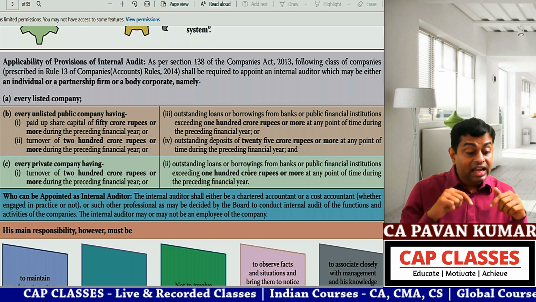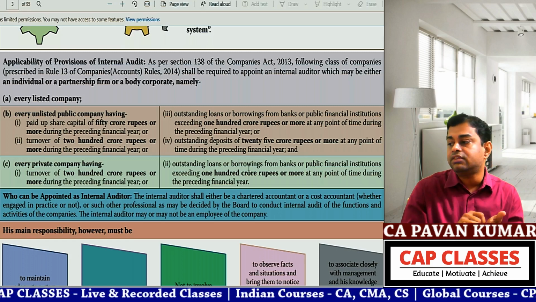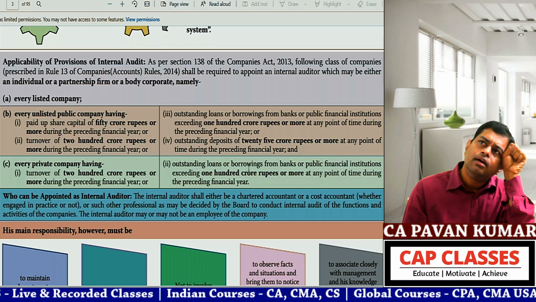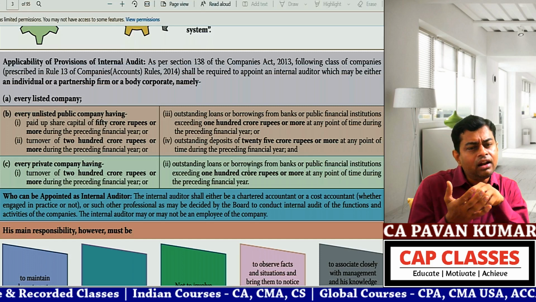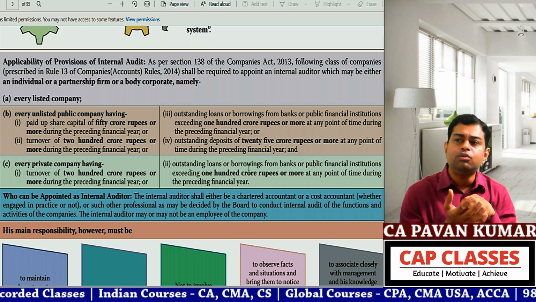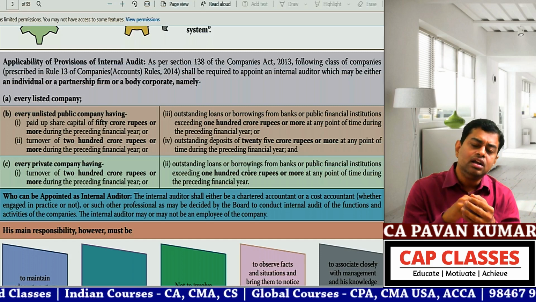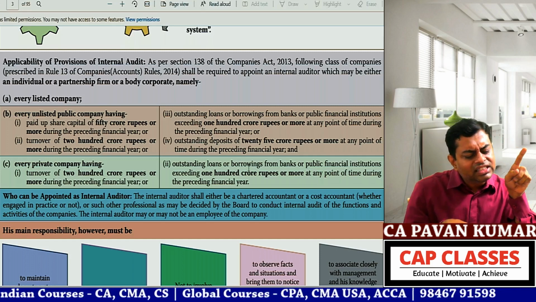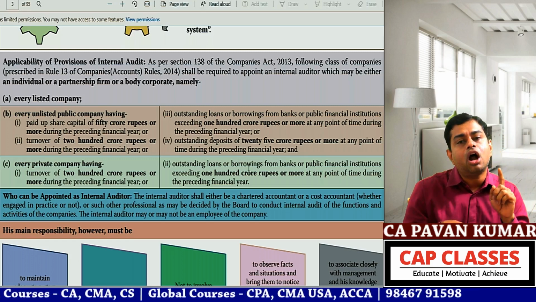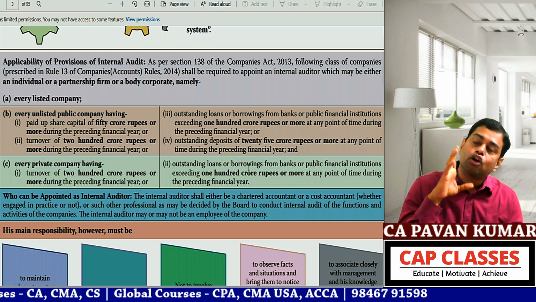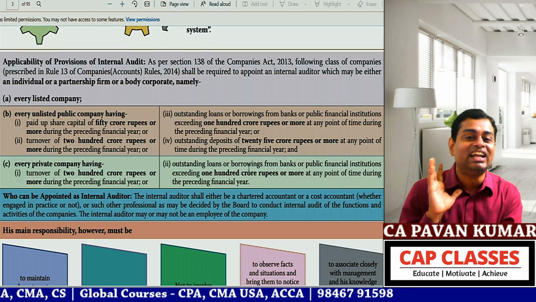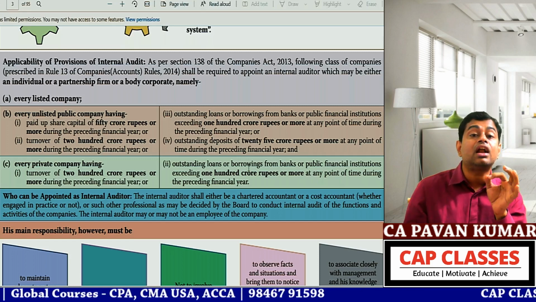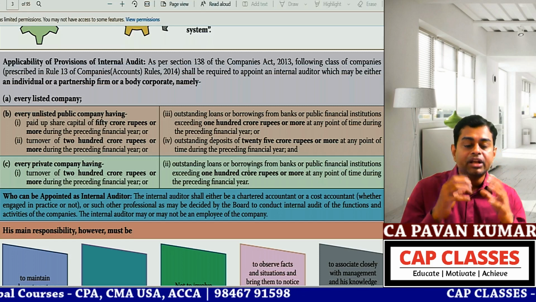Now in the examination hall, when you are writing an answer for a question, then you think, is it 200 here in case of loans and advances, or in case of turnover is it 200? Is it for section 138 or is it for section 177 applicability of audit committee, or is it for CARO? Similar applicability criteria will be there. You should prepare a chart.